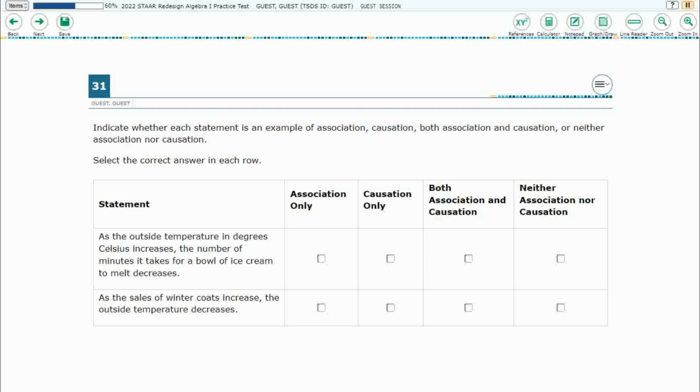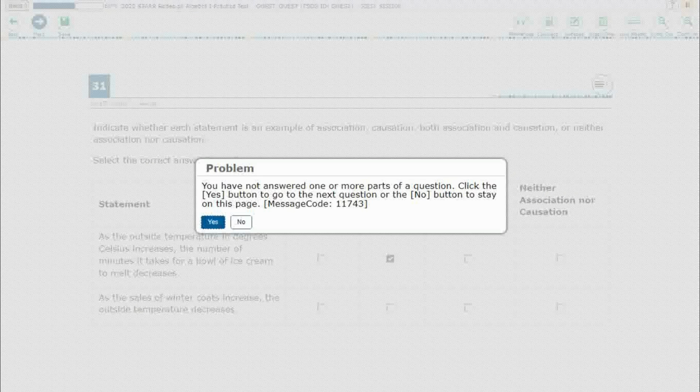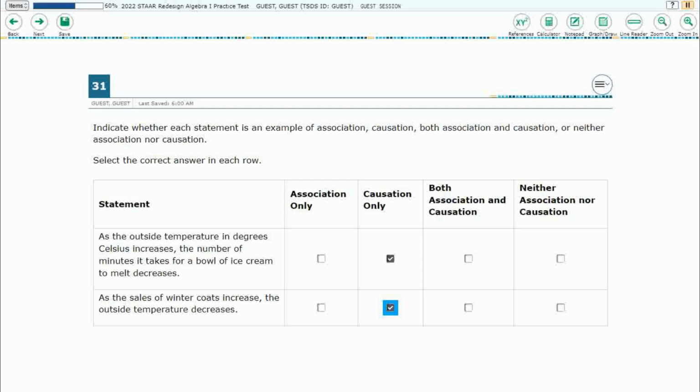So we have two statements here, and they either need to show association, causation, both, or neither. This is a table match, which means for each row, you notice I can only select one answer here. I can't select two for that statement. And if I were to just select one and try to move on, I would get an error message saying I have not completed everything because I need to have one in each row.